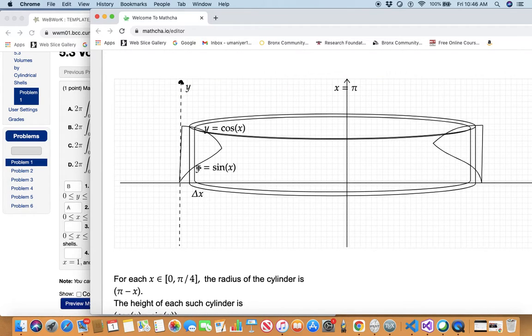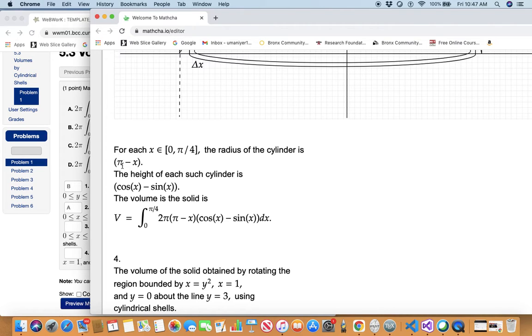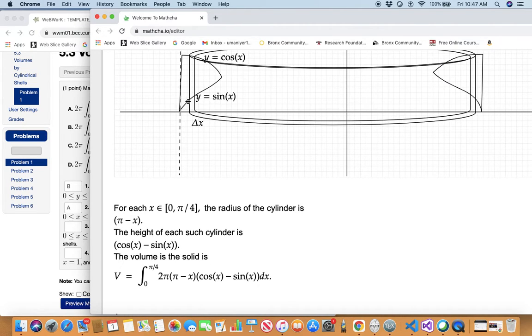Radius, that's a good one. Center is here, not here. So, radius is my distance from here to here. Well, this coordinate is x coordinate. X coordinate is distance from the y-axis. So, radius from here, that is the entire distance minus x coordinate. Entire distance is pi minus x. That's the radius. Height is upper curve minus lower curve. Right? That's the height of each cylinder.